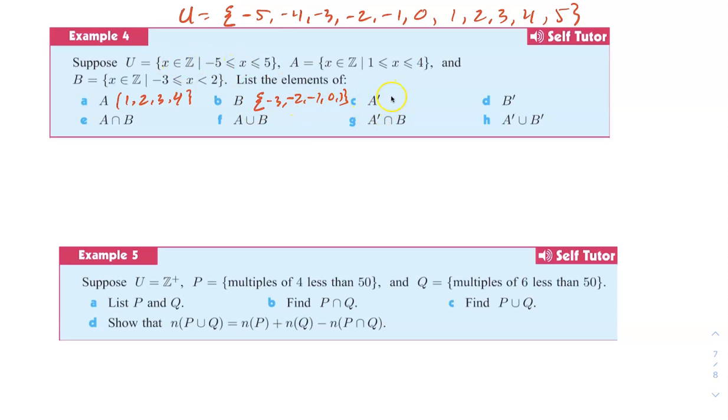What's the complement of A? So remember, that's everything that's in the universe but not in A. So it's everything except for 1, 2, 3, 4. So if I was going to write it, it would be -5, -4, -3, -2, -1, 0, and then 5. Complement of B, again, that's everything that's in the universe but not in B. So you basically cancel out this part right here, and it'll be -5, -4, 2, 3, 4, 5.